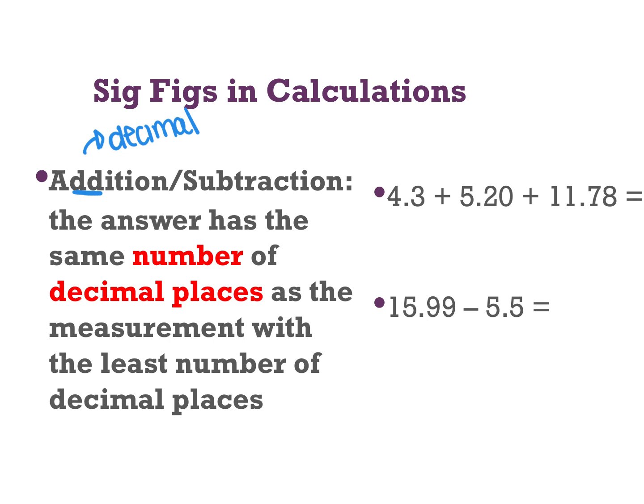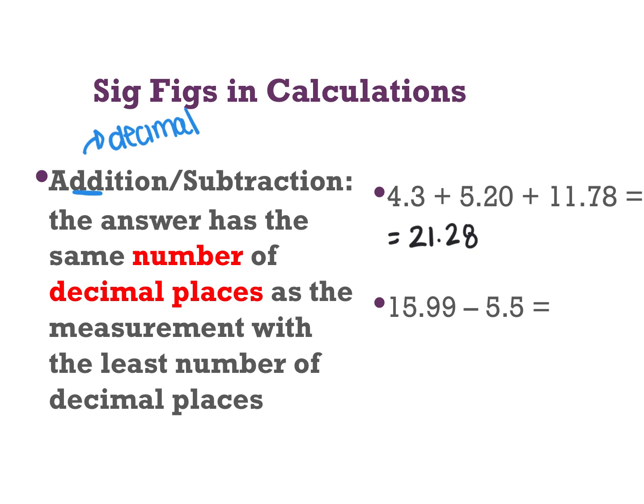Okay, so then we're going to do these two practice problems together. If you have your calculator, will you go ahead and type these numbers in your calculator? So 4.3 plus 5.20 plus 11.78. And then if you get an answer, will someone just read out whatever answer your calculator gives you? 21.28. Okay, so we're getting 21.28.